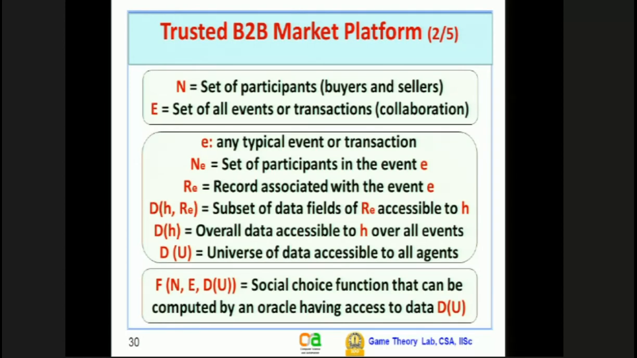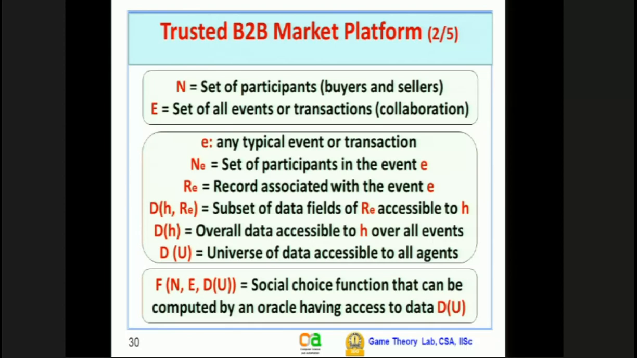A bit of notation here: N is the set of participants and E is the set of all events or transactions that are happening. If little e is any typical event or transaction, N_e is the set of participants in the event e, and R_e is the record associated with the event e. These are important. D(H, R_e) will give you the subset of data fields of R_e accessible to H. H is a node, and R_e is the record or the data associated with the event e. But you may not like to reveal the entire record R_e to H. So this will give us the subset of data fields of R_e accessible to H.